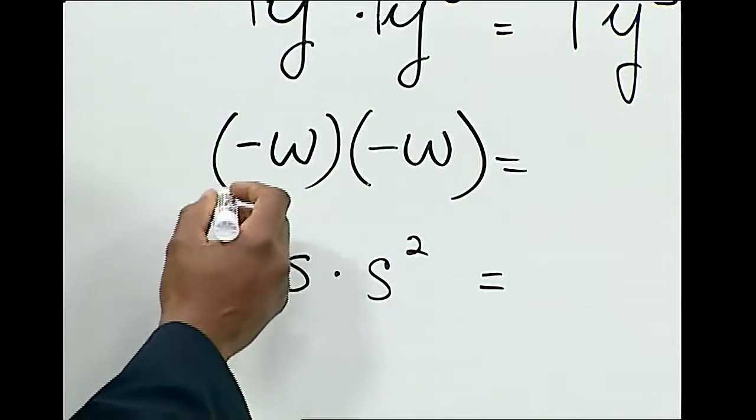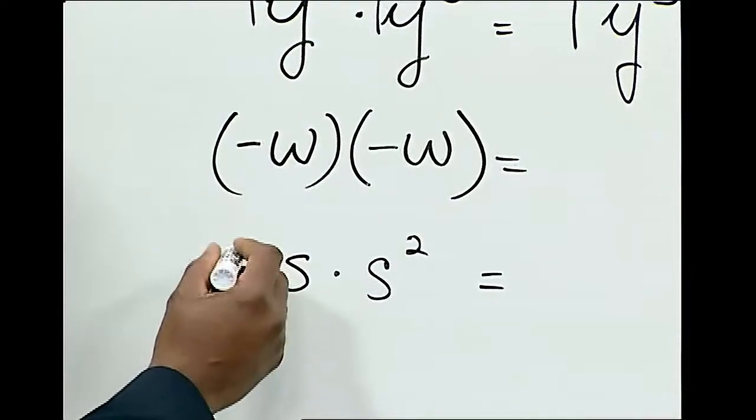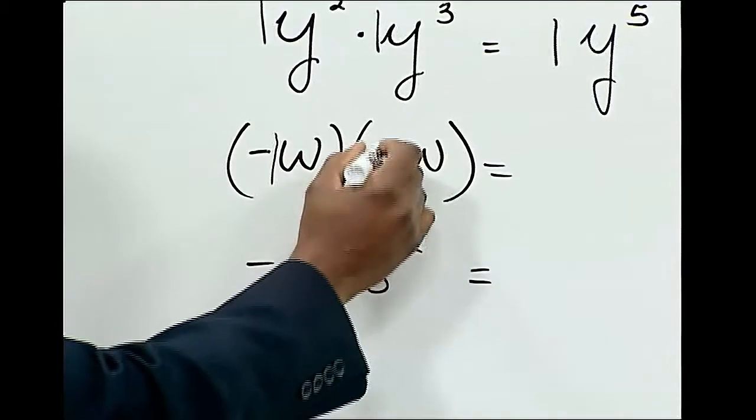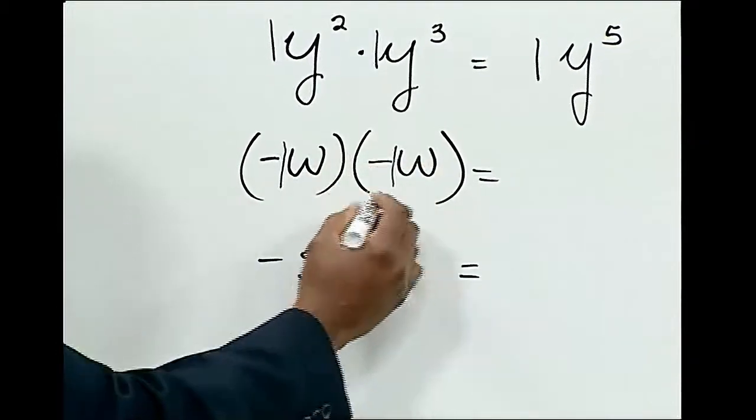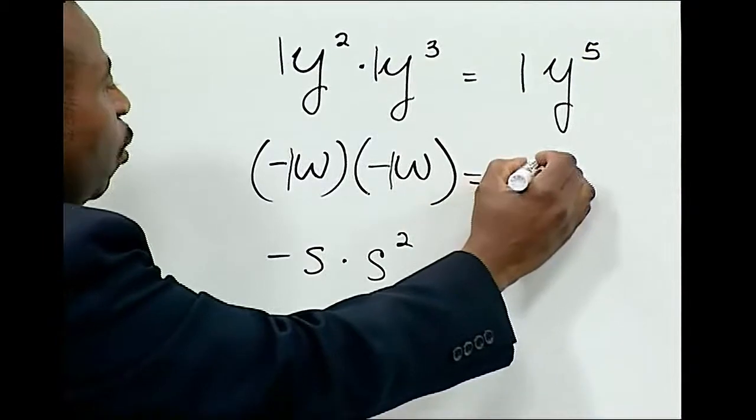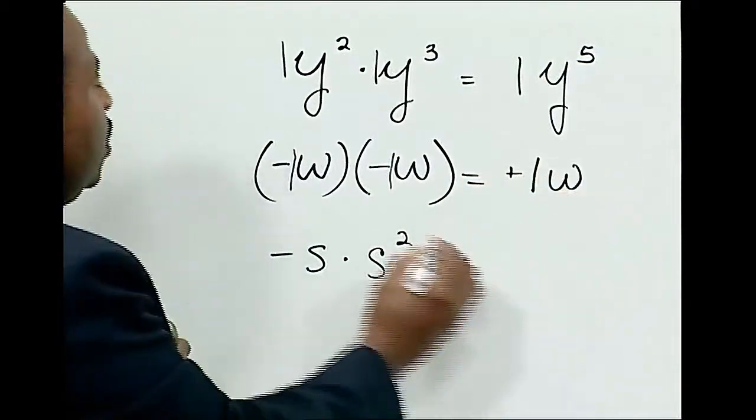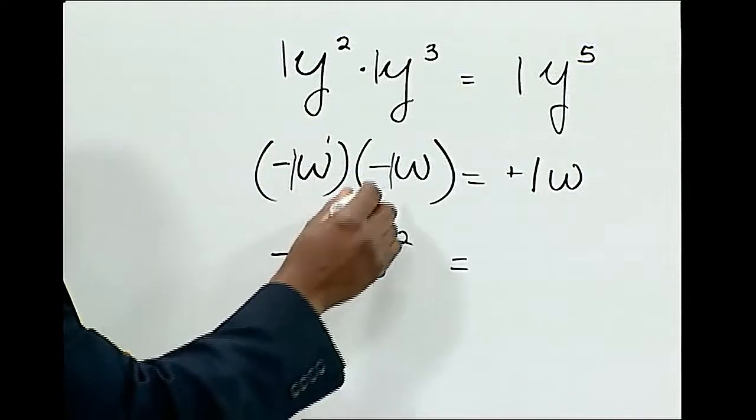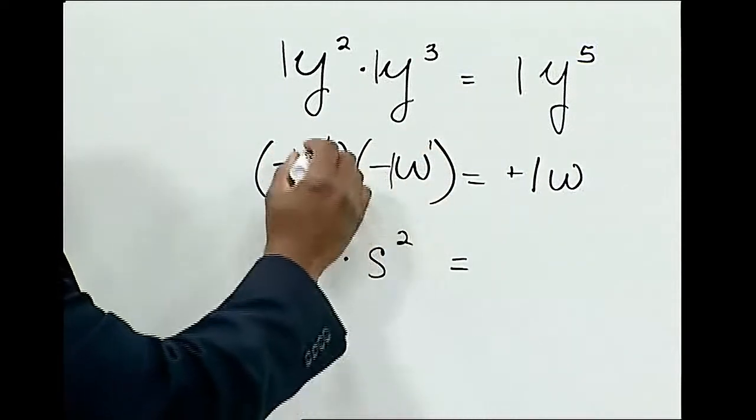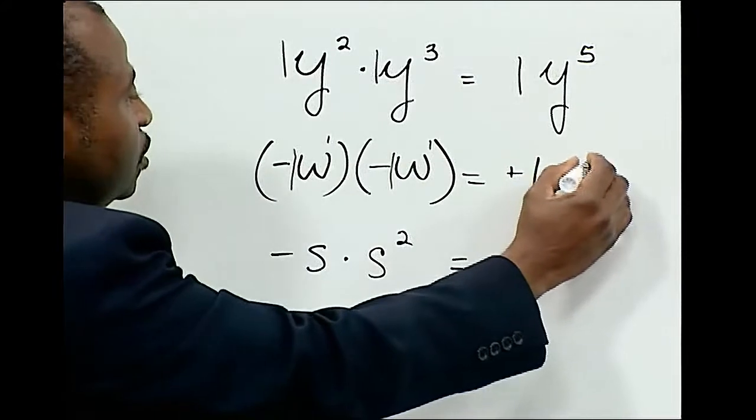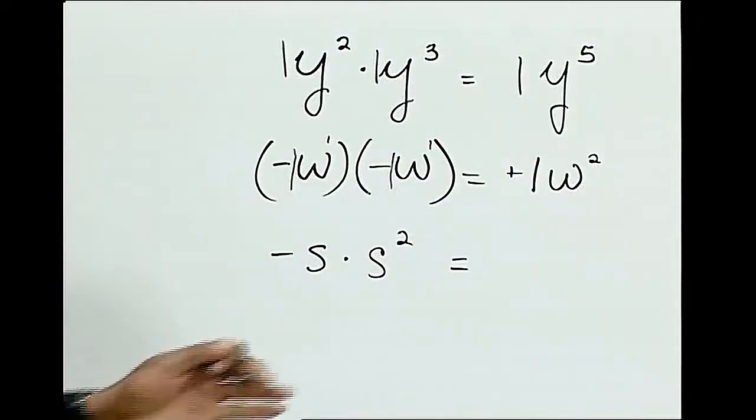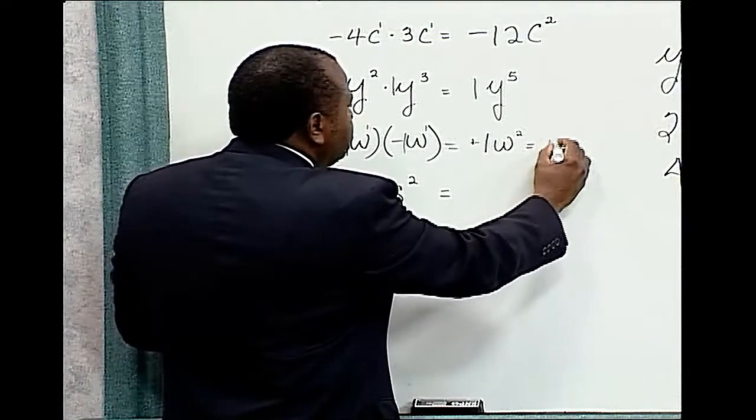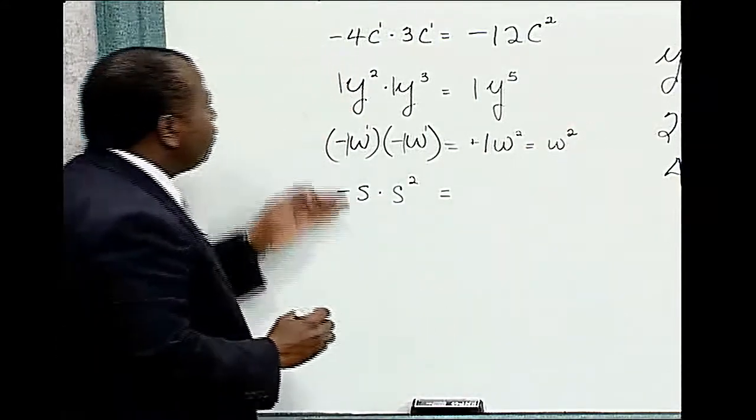Again, remember, when no number is present in front of the variable, it's understood to be a 1. Negative 1 times a negative 1 is going to be a positive 1w. Again, it's understood that the exponent is a 1. 1 plus 1 is 2. So the answer is a positive 1w to the second power. It can be written without the 1 as w to the second power.